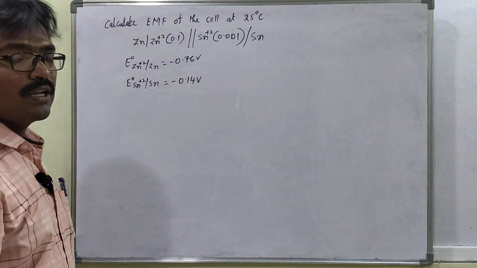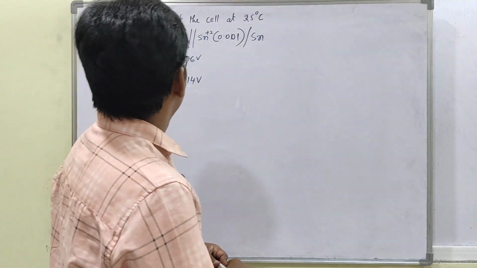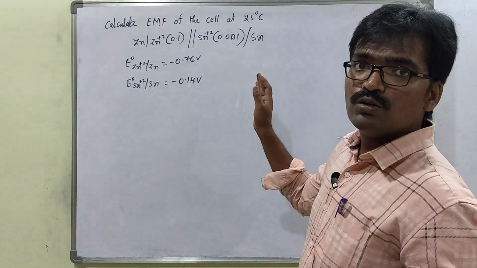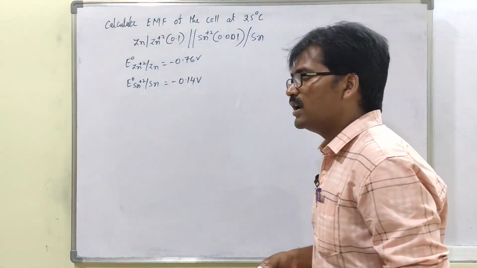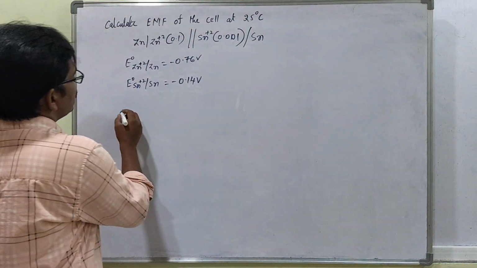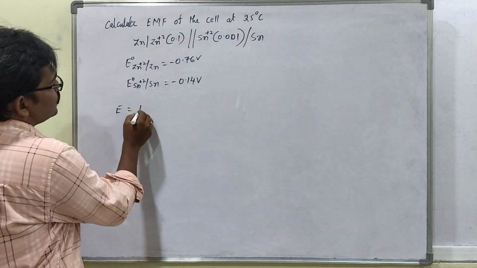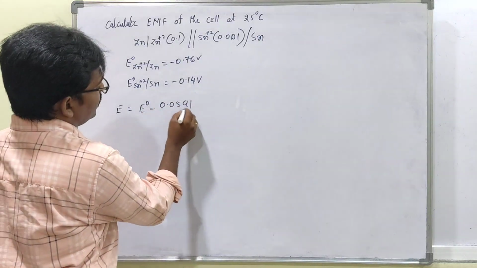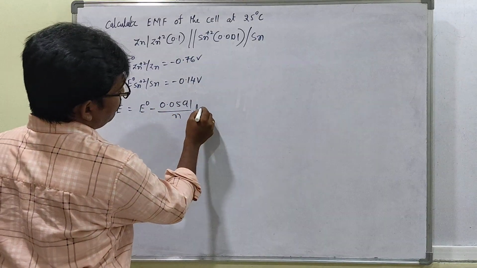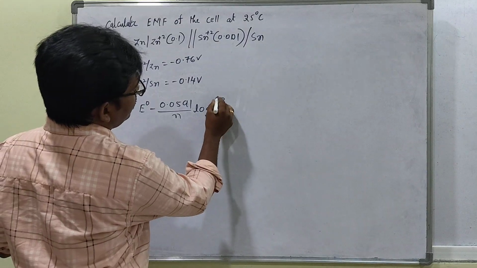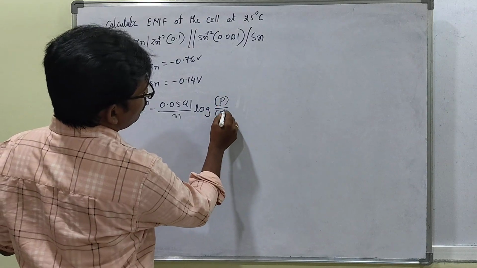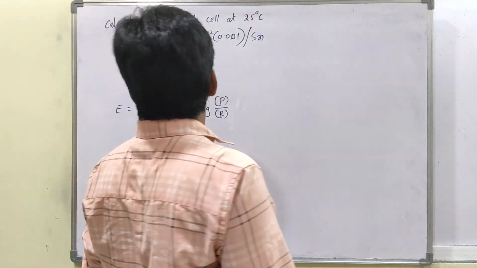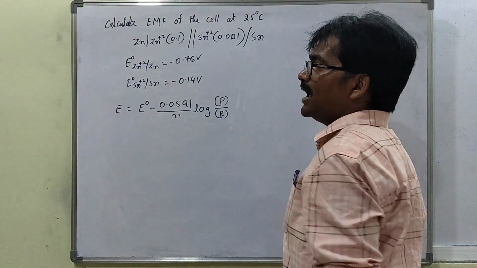Sir, to find the EMF of the cell at 25 degrees Celsius, we have to use the Nernst equation itself. What is the formula of the Nernst equation I told? E cell equals E naught minus 0.0591 divided by n, log of product concentration divided by reactant concentration. So you must know what is product and what is reactant. How do you know? When you write the cell reaction.